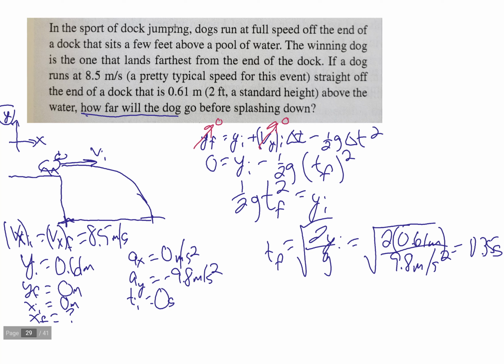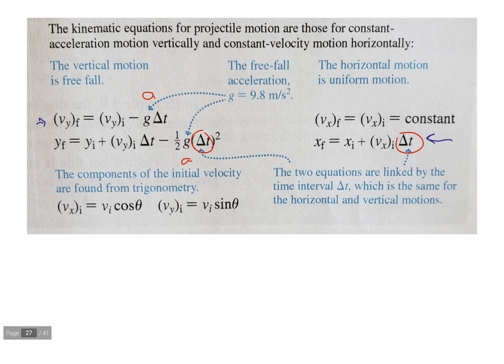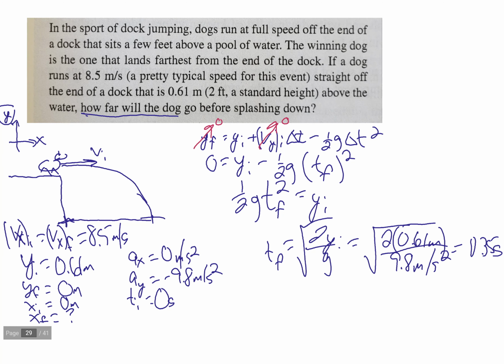So now we can go back to our kinematic equations. Let me bounce back to those equations. Where are they? There they are. Okay, so now we have x sub f equals x sub i, which we know already is 0, plus v sub x sub i, we know that already, times delta t we just found. So we have everything in that equation now. We can find x sub f. Okay, so we go straight to that.